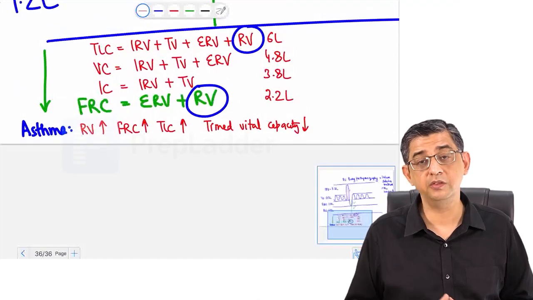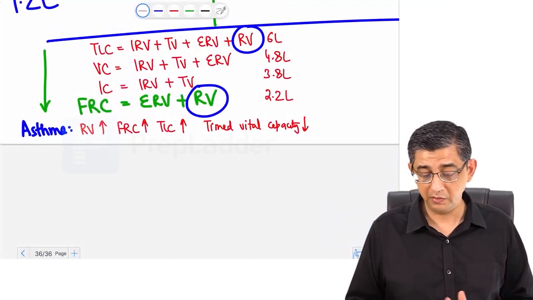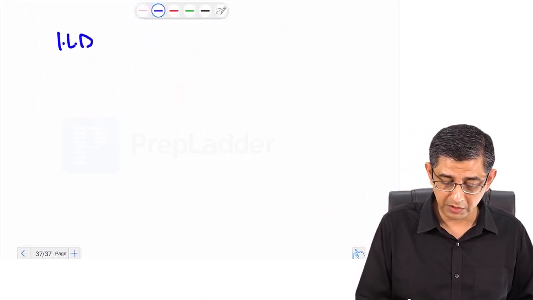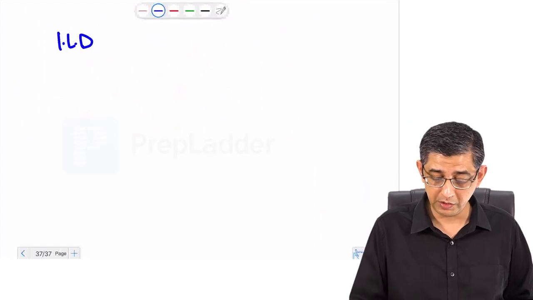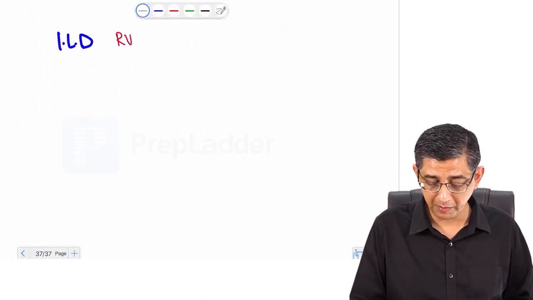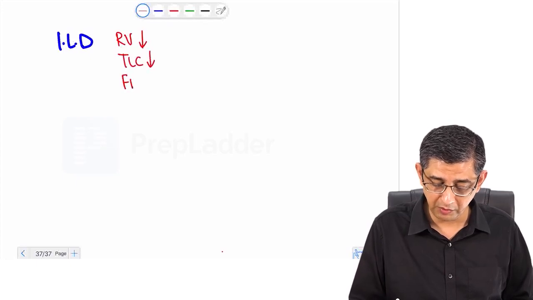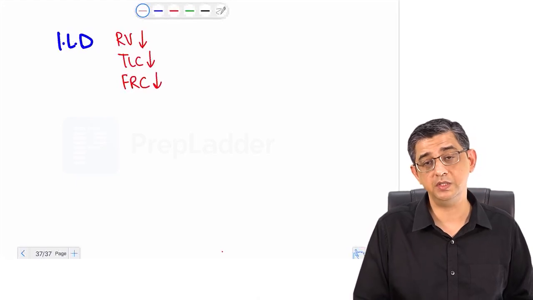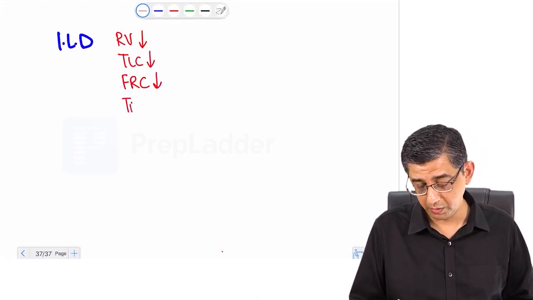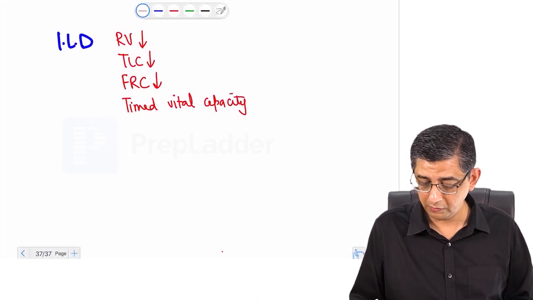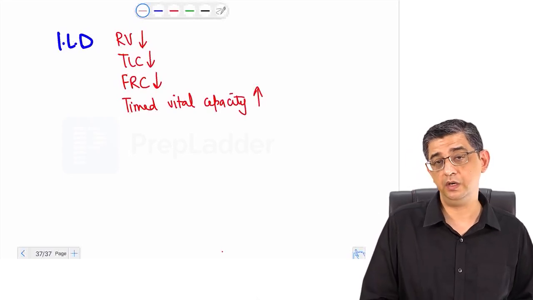Why? Because the mathematics is right here applied, and similarly we can practice once more. This time I will write data for interstitial lung disease. In interstitial lung disease, because there is pulmonary fibrosis, residual volume will be lesser. If RV is lesser, TLC will also be lesser, FRC will also be lesser. But I just showed you in my previous slide, timed vital capacity is either going to be normal or can even be increased in cases of interstitial lung disease.